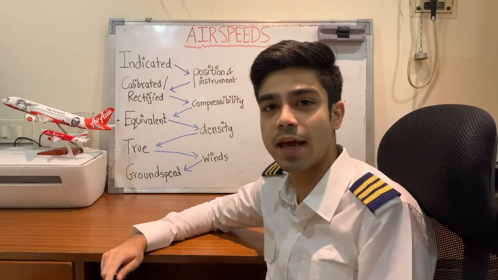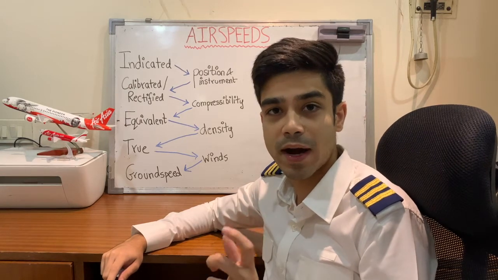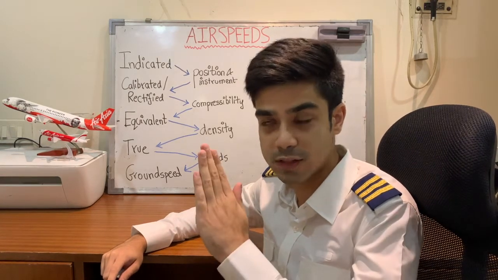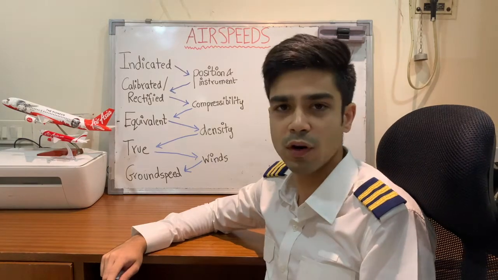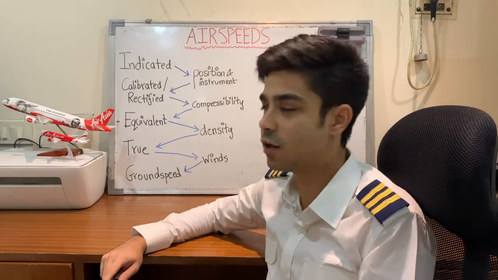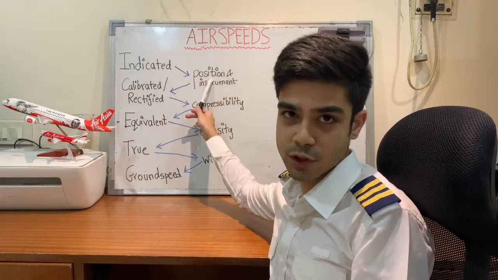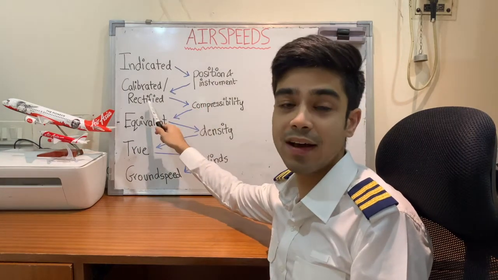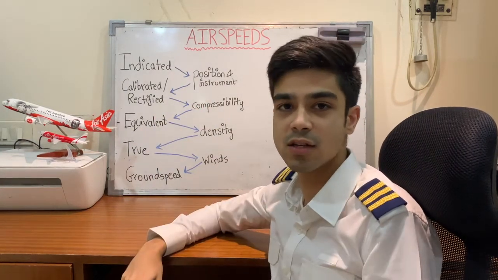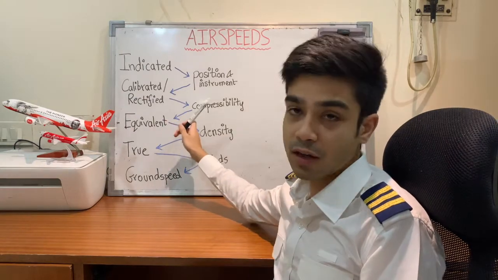Instrument error is something like the capsule is not expanding at the right rate, or the marking of 0 is a little off. So therefore it's giving you a slight position and instrument error in general. When indicated is corrected for position and instrument, it will give you calibrated or rectified airspeed, that is CAS or RAS. This corrected for compressibility.